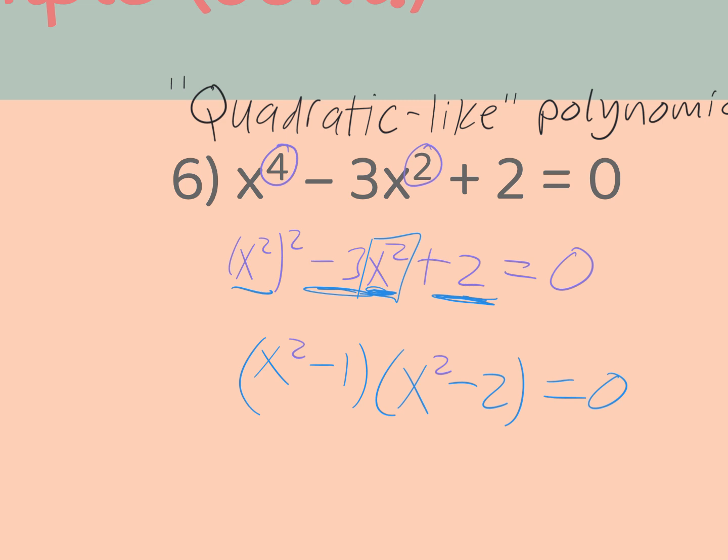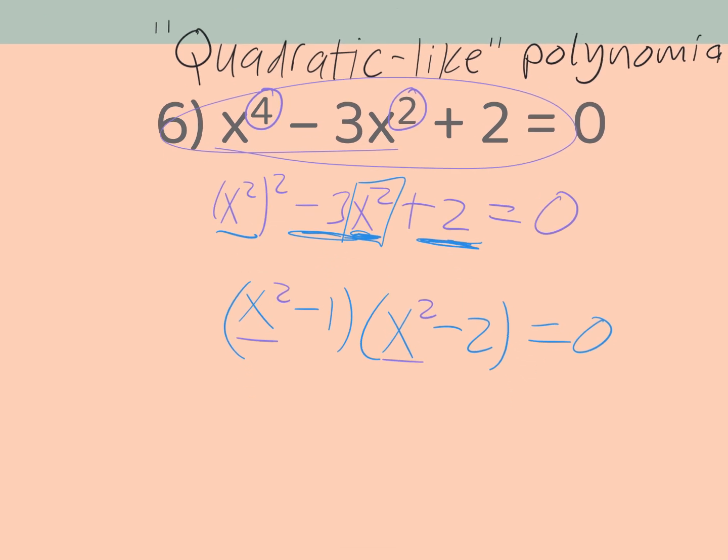You can verify that this is correct just by foiling it out. If you foil it, it's going to be the same thing as this up here. That's always how it's going to work out. So again, you can factor it the same way you would a quadratic because it is like a quadratic. But instead of an x, you're going to have an x squared. Is that okay with everyone? We're going to do some more examples like it.